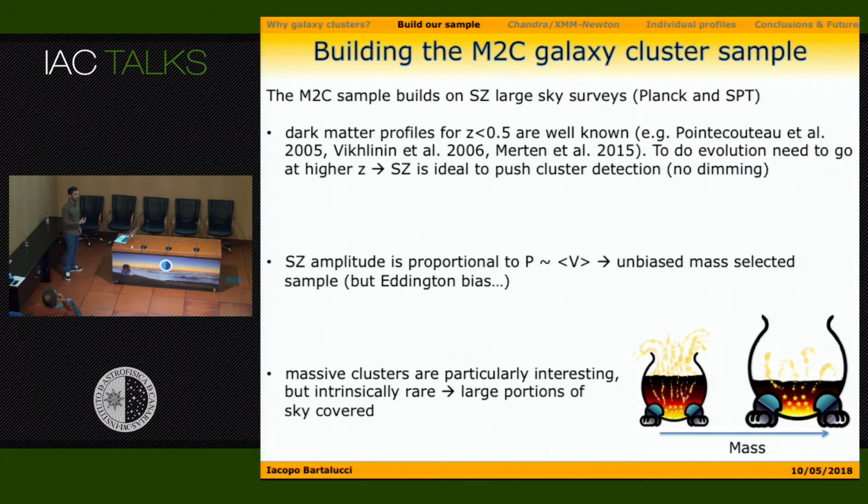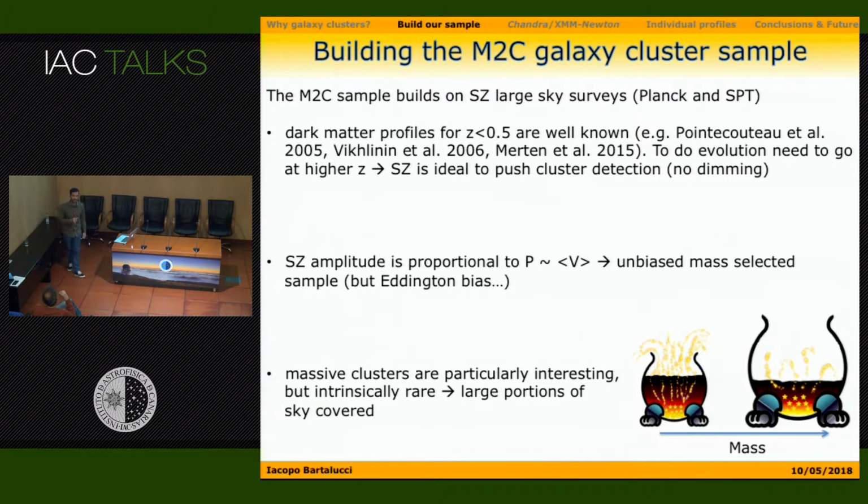And the pressure, by the virial theorem at very first order, is related to the total energy content of the galaxy cluster. So an SZ selected sample should be an unbiased mass selected sample. We are basically selecting on that, but be aware that we still suffer from the Eddington bias.